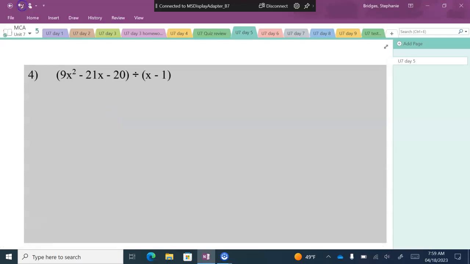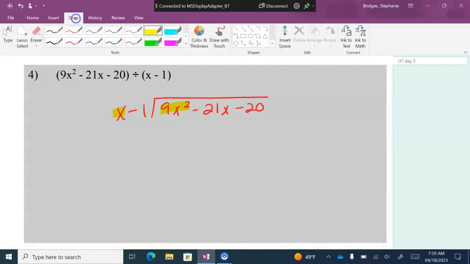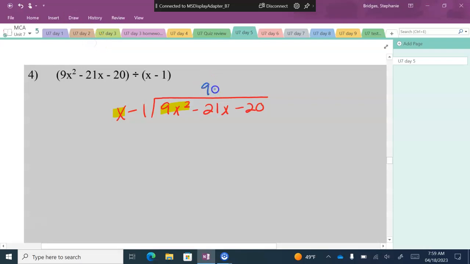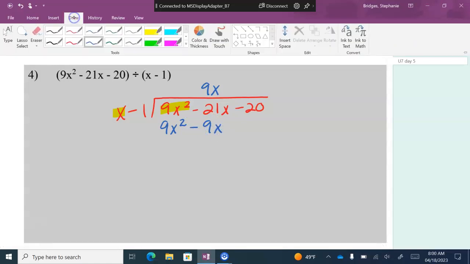Whoops. The x minus 1 goes first, on the outside. 9x squared minus 21x minus 20 goes on the inside. What do I multiply x by to turn it into 9x squared? 9x. Multiply that 9x by x minus 1. That gives me 9x squared minus 9x.